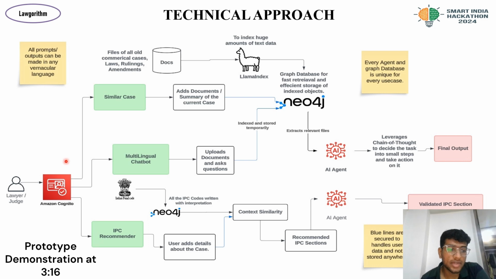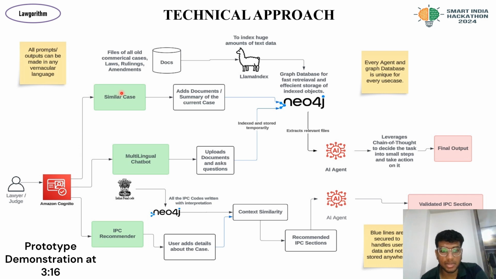So let's start with what's happening behind the scenes. When a lawyer or judge comes into our platform, they will log in using our Amazon Cognito service, which authenticates the users. Then the user has options to get into any of the three cases or the three types of solutions that we have.